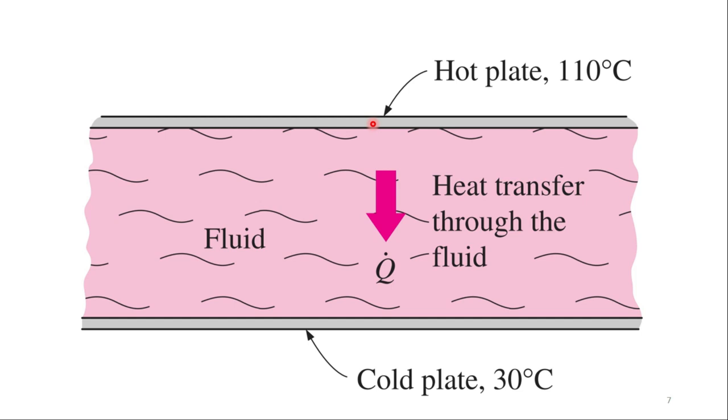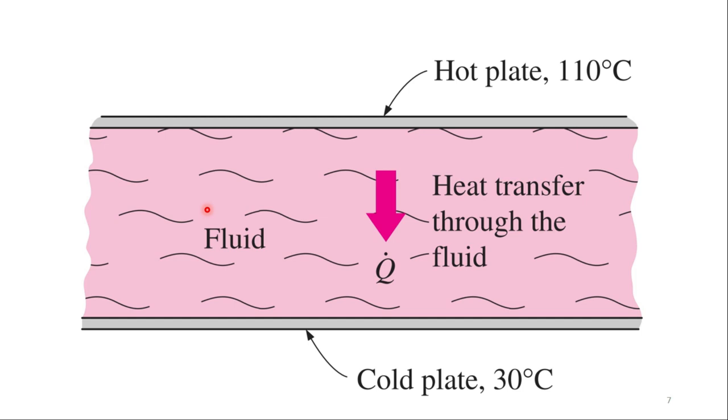To understand the convection process in a better way, let us consider the following example in which there is steady heat transfer through a fluid contained between two parallel plates which are maintained at two different temperatures. As you can see in this diagram, the upper plate is at a temperature of 110 degrees centigrade and the lower plate is maintained at a temperature of 30 degrees centigrade. Obviously, the heat will be transferred from the higher temperature to the lower temperature. If the fluid between these two plates is in motion, this heat transfer will mainly be called the convection process.